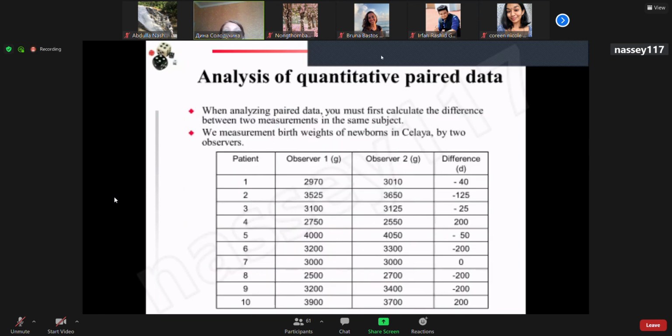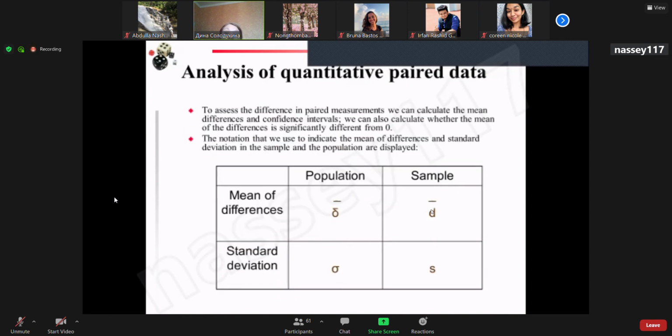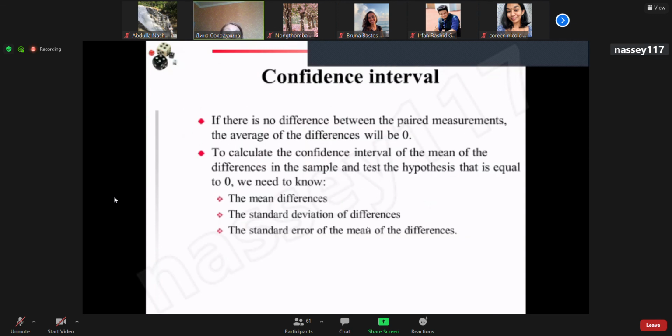Well, if we have paired data, like here, we will analyze observer 1, observer 2, and the difference, like two measurements in the same subject. For example, one observer measured a baby and another one did too, and you see this is the difference, and the differences are summed up. In quantitative paired data, we calculate the mean of differences and the standard deviation, and then we can make an analysis of the confidence interval, which is calculated.